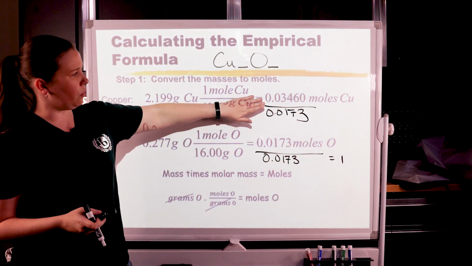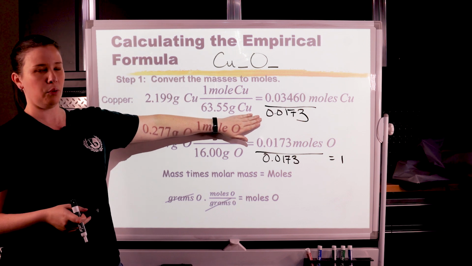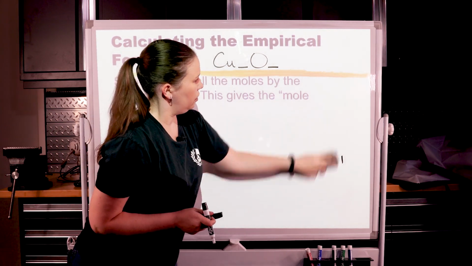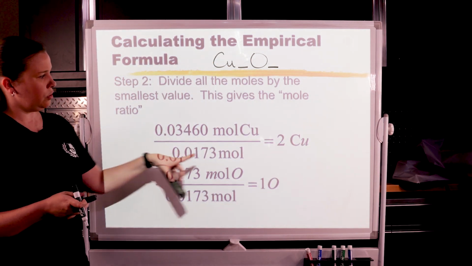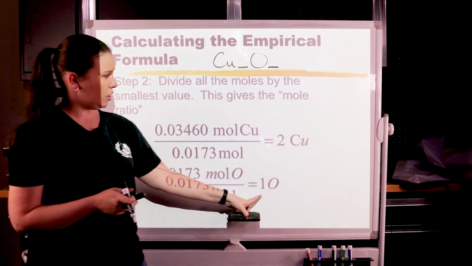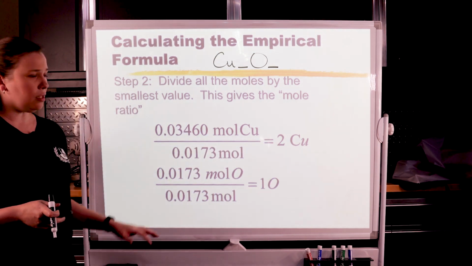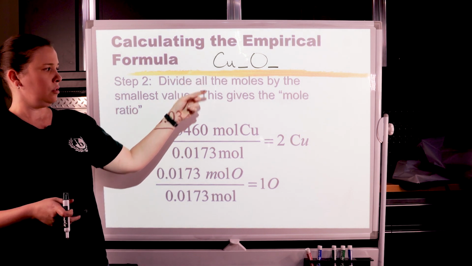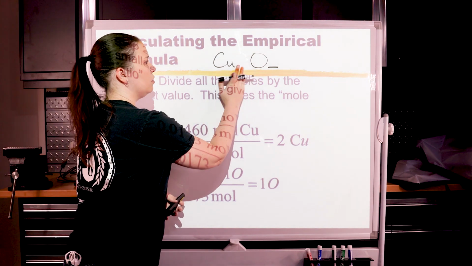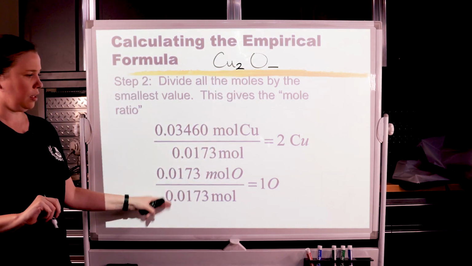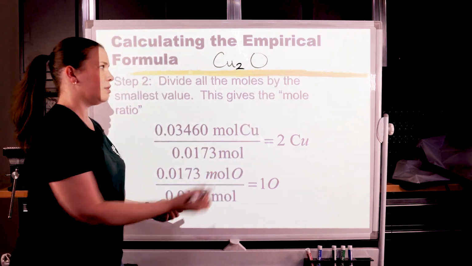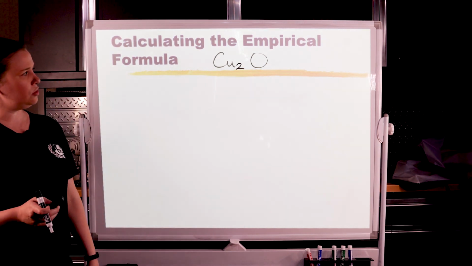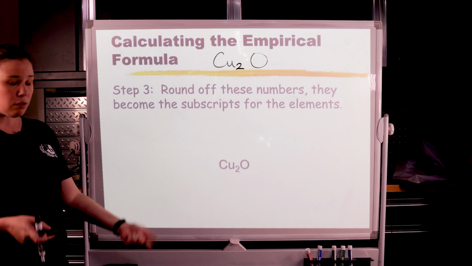So what is the 0.03460 divided by the 0.0173 from here? So once we set that up to divide by the lowest number of moles, you're going to get 2 coppers and 1 oxygen. So what does that really mean if I have 2 coppers and 1 oxygen? Remember, we were trying to find our subscripts. So how could I indicate that I have 2 coppers? With a subscript. And how could I indicate that I have 1 oxygen? With a subscript. And you know, we don't usually write the 1. So we would just write that as Cu2O for our final empirical formula.